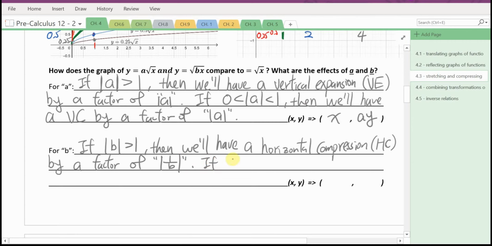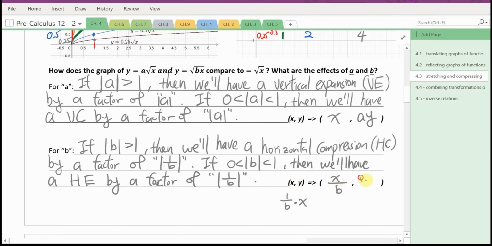In other words, if the absolute value of b is between 0 and 1, then we will have a horizontal expansion by a factor of, again, the absolute value of 1 over b. So the new x coordinate is not going to be x or bx, it's going to be 1 over b times x, which is x over b, comma y. Okay, so that's basically the summary of today's lesson.